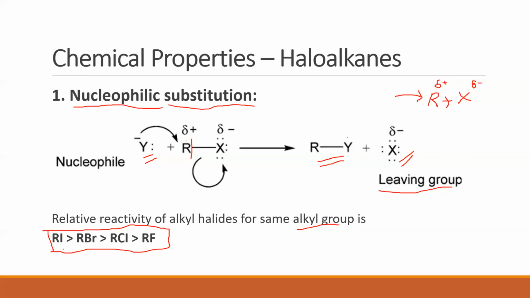In RI, iodide is a very good leaving group. So I minus can leave easily compared to F minus. Hence we see this order. And why can it leave? Because again, electronegativity differences. Electronegativity of iodine is the least. Electronegativity of fluorine is the highest.